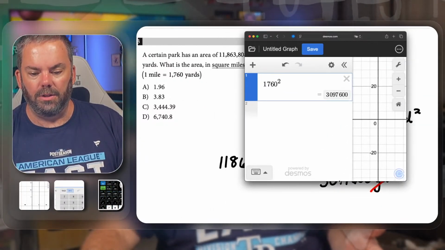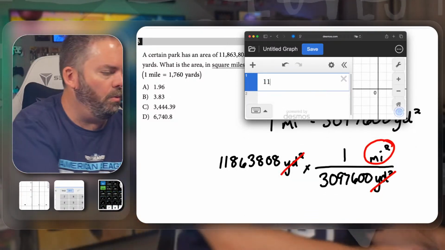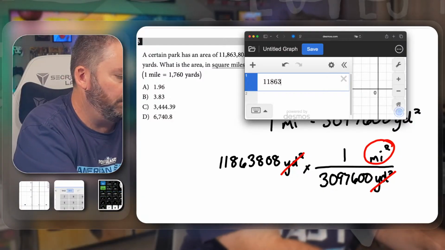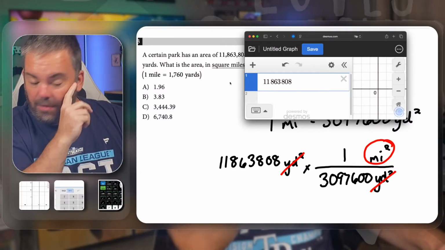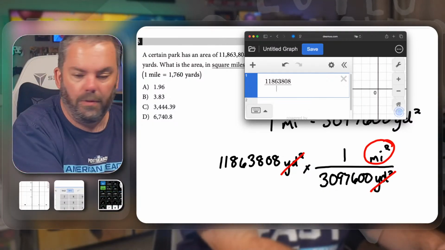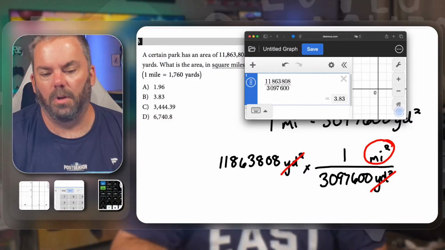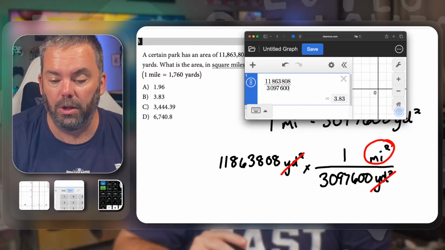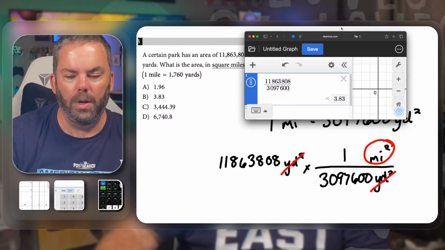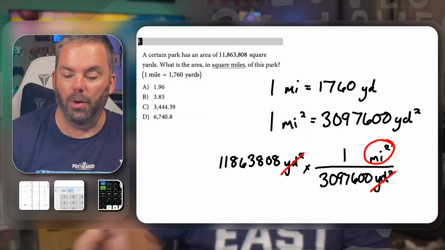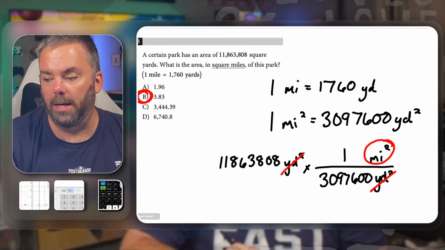All right, so let's do it. I still got my old problem in here. Let me shrink that up and let's do it. 11,863,808. I'm sure there's a better way to say that number, right? 11 million and stuff divided by 3,097,600, right? So the 11 million divided by 3-ish million is 3.83. And so looking at this problem, we notice that B matches. We know that we need square miles. We are done. 3.83 square miles.